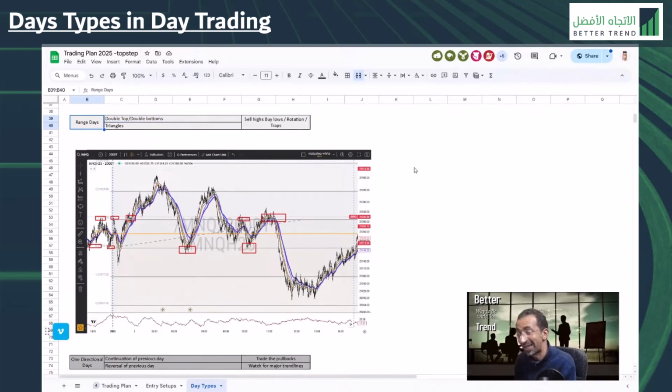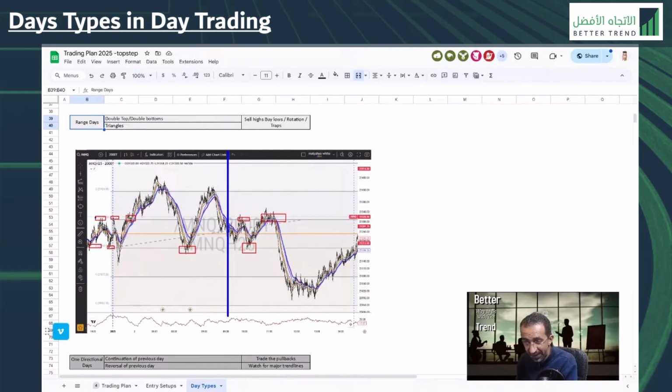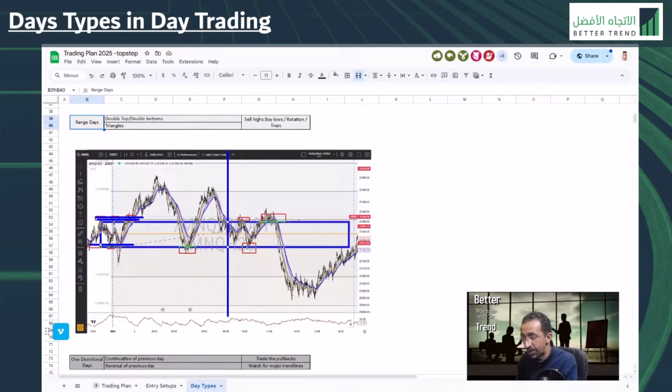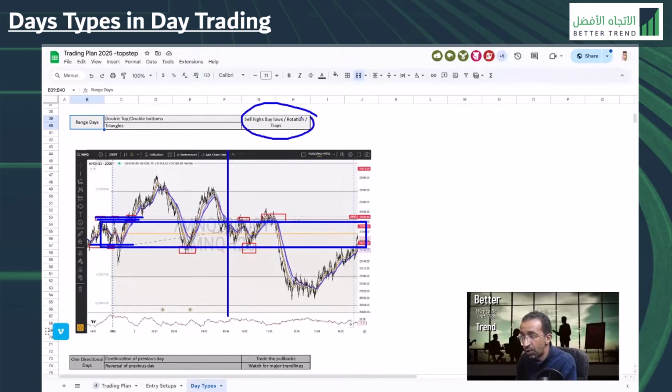A range, and we're talking about the full day. So at 9:30, you can see here from the previous day equal highs and equal lows. So that is your range going forward. That is your range. So what I am going to do with that range: sell the high, buy the low, look for rotation, avoid traps.